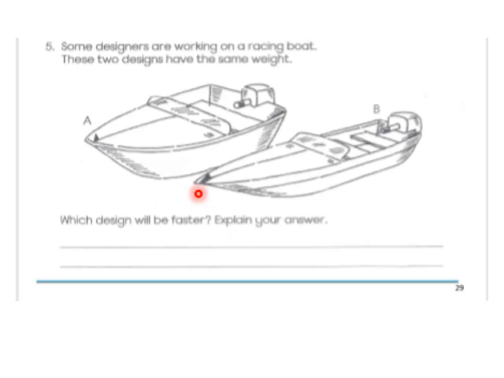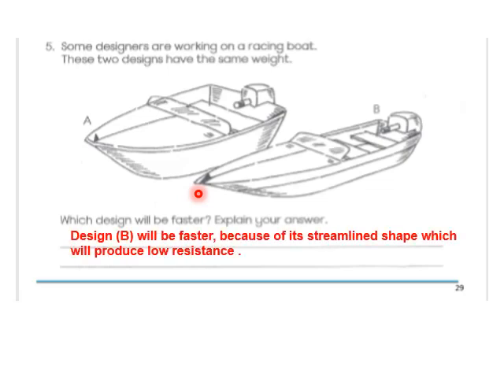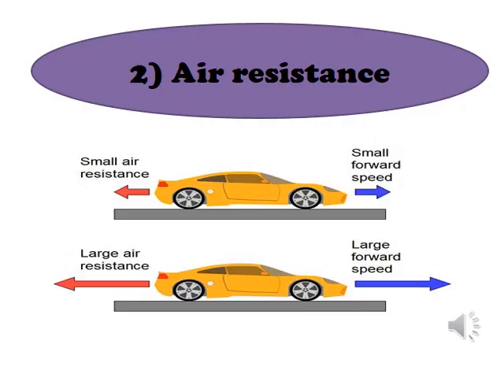So as we said, which design will be faster? Of course it's design B. And why? Because of its streamlined shape, which will produce low resistance.